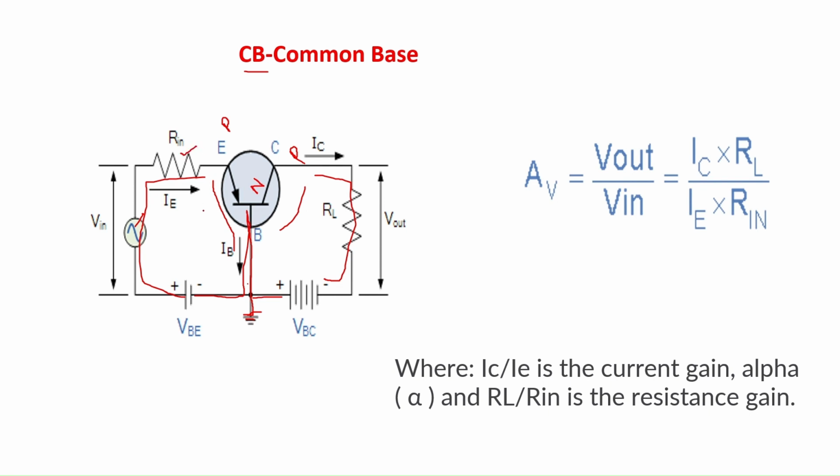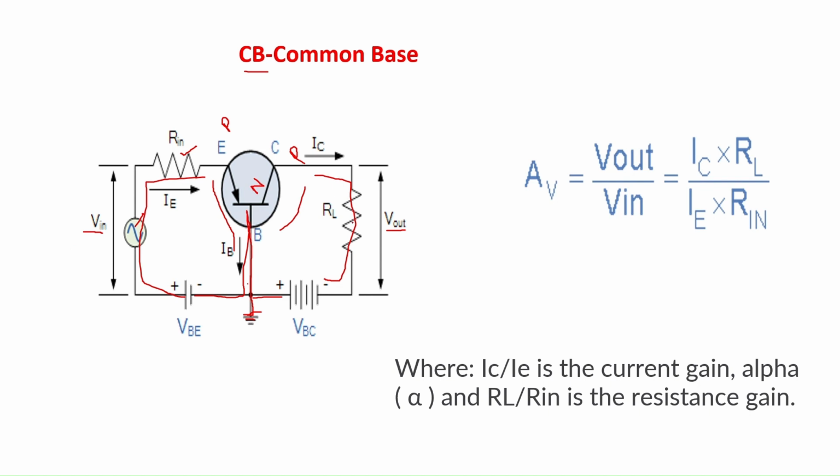Let us calculate the gain for this common base. Gain is nothing but the voltage gain AV, which is nothing but output voltage divided by input voltage. The output voltage is given as V out and the input voltage is given as V in, so AV equals V out by V in. V out is calculated using IC into RL. From Ohm's law, V equal to IR.